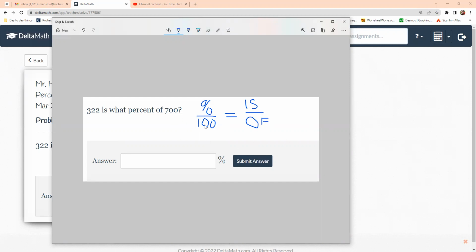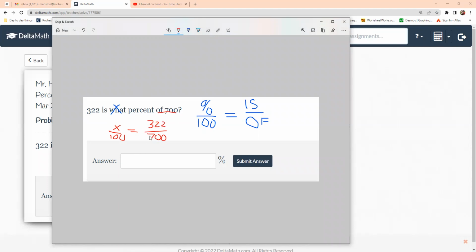One more thing I want you to do: whenever you see the word what, replace it with the variable x. So this is saying 322 is x percent of 700. Now we just translate this into this format. I'll make this red. First, x percent is x over 100, because percent means divided by 100, equals, and then the of part goes on the bottom. So this is of 700, equals is 322, so that'll be 322 right there.